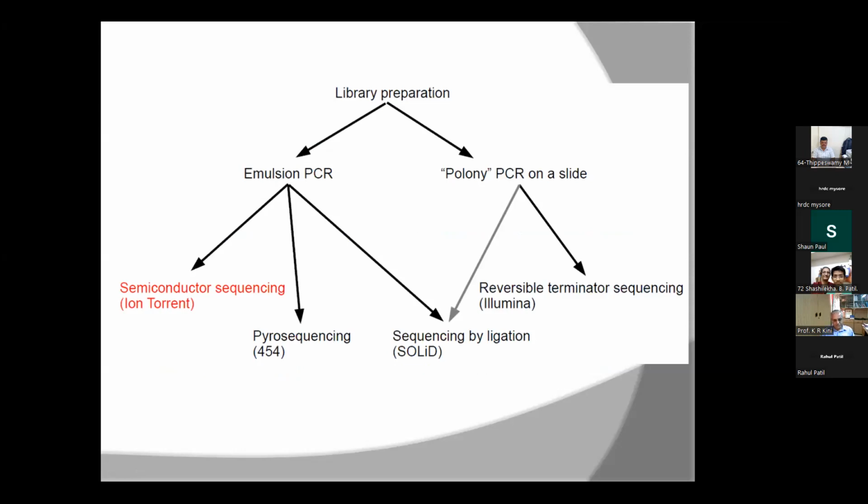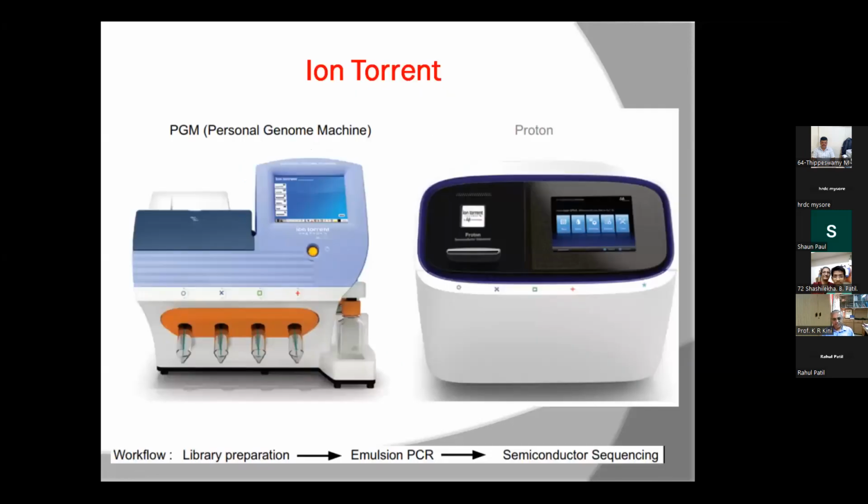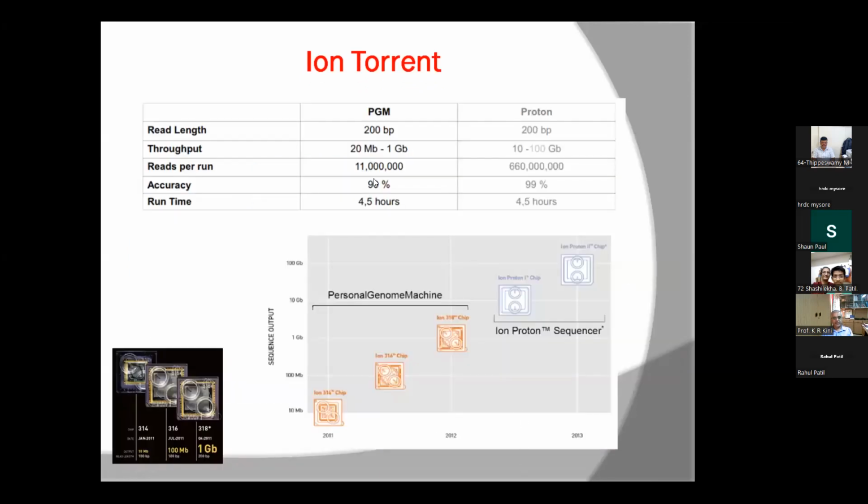The semiconductor sequencing of the Ion Torrent is another ingenious sequencing technology. It's a very simple technology, which is basically a glorified pH meter because you are measuring the change in pH, hydrogen ion concentration. So we have different machines, Ion Torrent and Ion Proton like that. And this is the Ion Torrent machine with, on an average, 200 base pair. The throughput is up to around 1 GB, and there can be 11 million bases. This is the older version. Now we have up to 60, 70 million bases per run, and accuracy is almost 99.